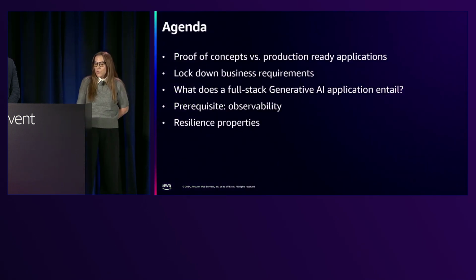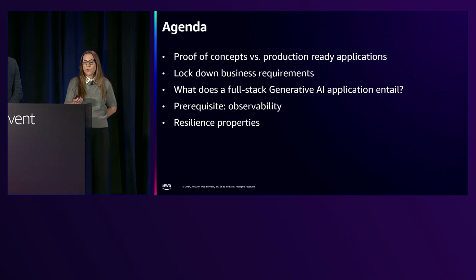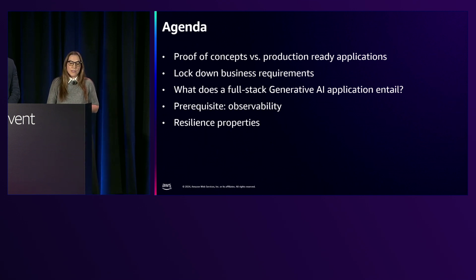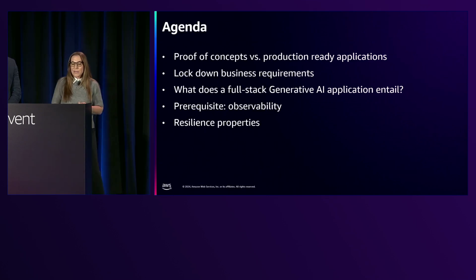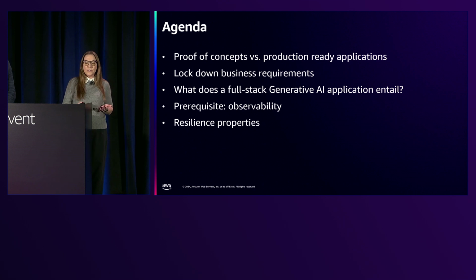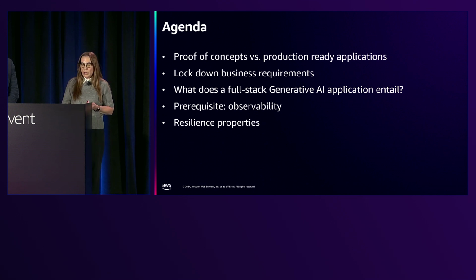So what we're going to cover today is we're first going to dive deep into the stark differences between building your proof of concept and production-ready applications. Understanding this is really crucial for setting realistic expectations and planning effectively. Next, we're going to focus on locking down our business requirements. This is a mandatory step to ensure that we're building not just a functional system, but one that truly meets our users' needs and aligns with our organization's overall business strategy.